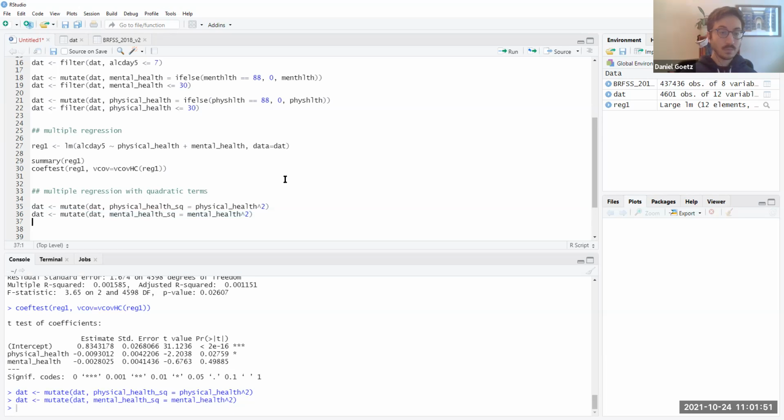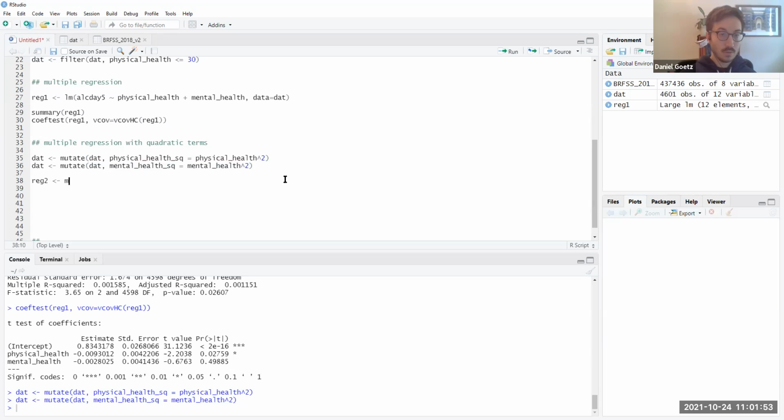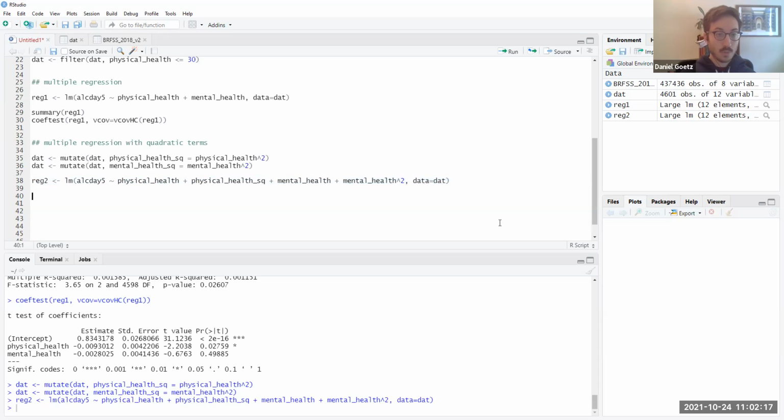Perfect. And now to run the regression, we simply include these two new additional regressors. Perfect. So no problems running that. And we can take a look.